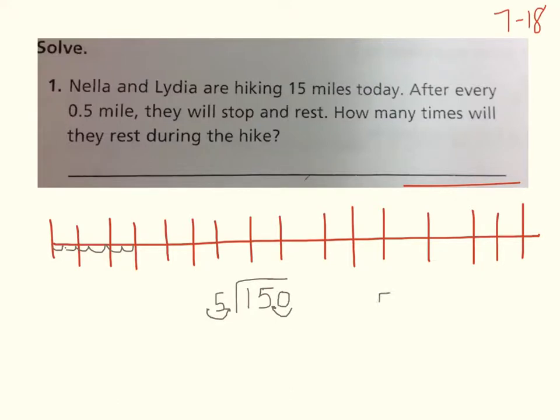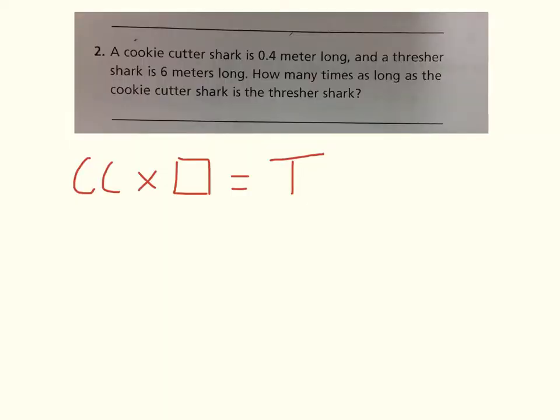So I'm going to rewrite the problem. It looks like this now after we've moved the decimal place over. And now it's just a basic math fact. 5 doesn't go into 1. It goes into 15 3 times. Bring down my 0. It goes into 0 0 times. They stopped 30 times.